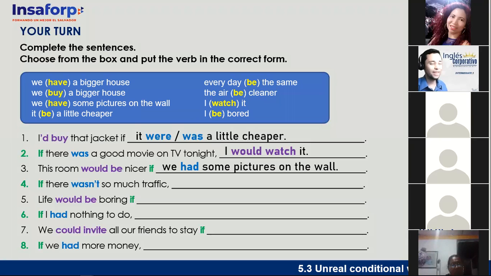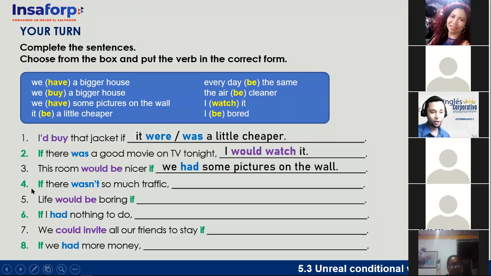Who wants to try? Nady again. Ok, Nady. If there wasn't so much traffic, the air be cleaner. I'm sorry, the air? The air were cleaner. Okay, careful right here, Nady. Veamos, si se fija, ya ocupamos el if clause. Después del if es que vamos a ocupar past simple. If there wasn't so much traffic.